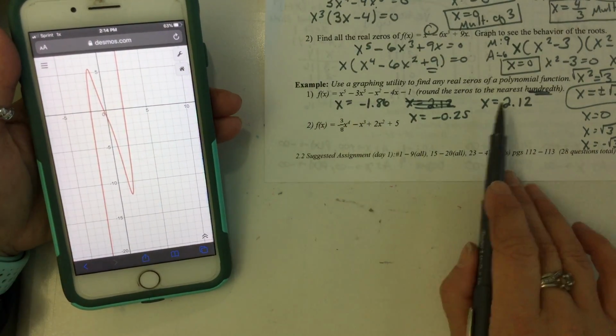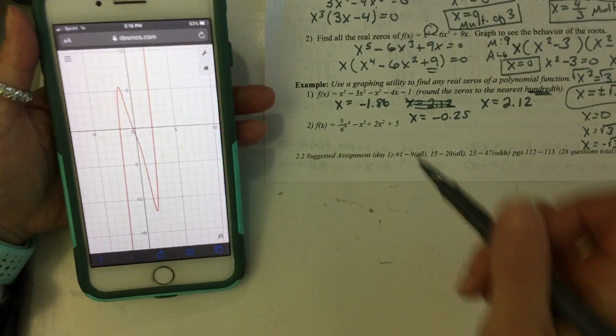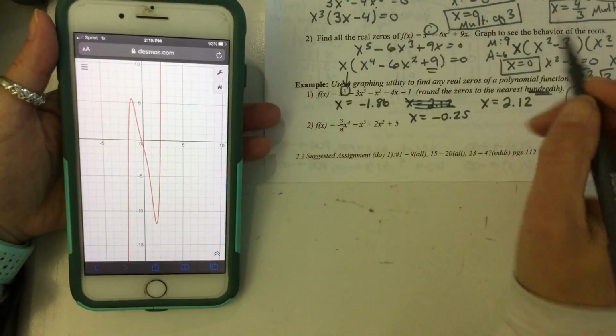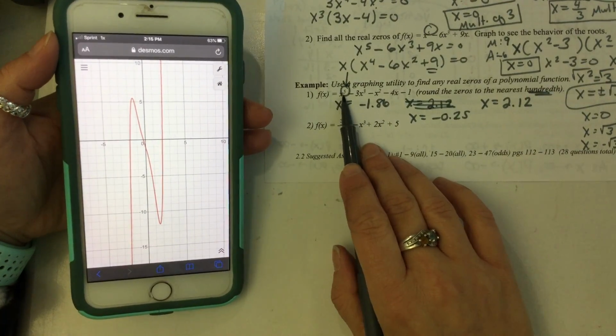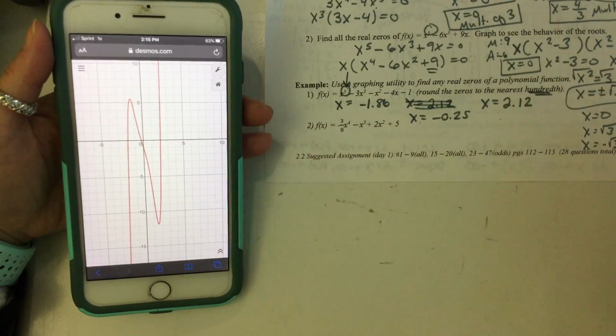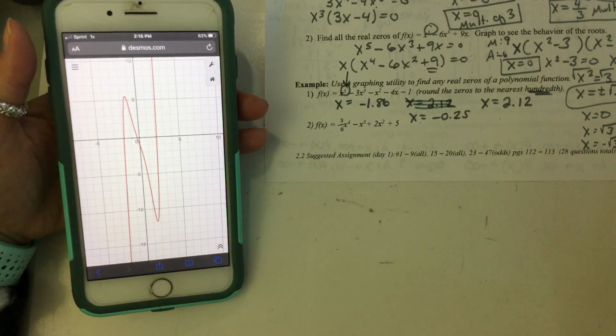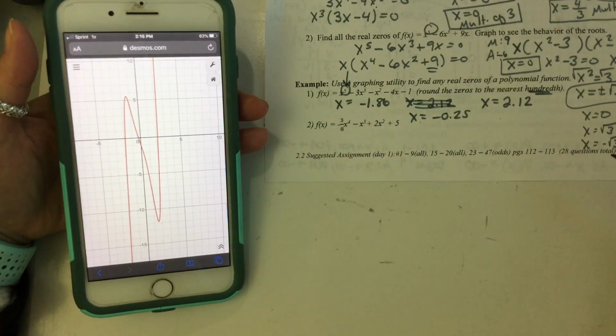Zeros mean it's where it touches the x-axis. Now some of you are probably going, well, wait a minute. And I hope you are saying, wait a minute. We need 5 answers. We only have 3 answers. That crosses straight, that crosses straight, that crosses straight. So I hope you're like, Becker, what the heck? Because that is what you should be saying. Because we should see 5 answers here.